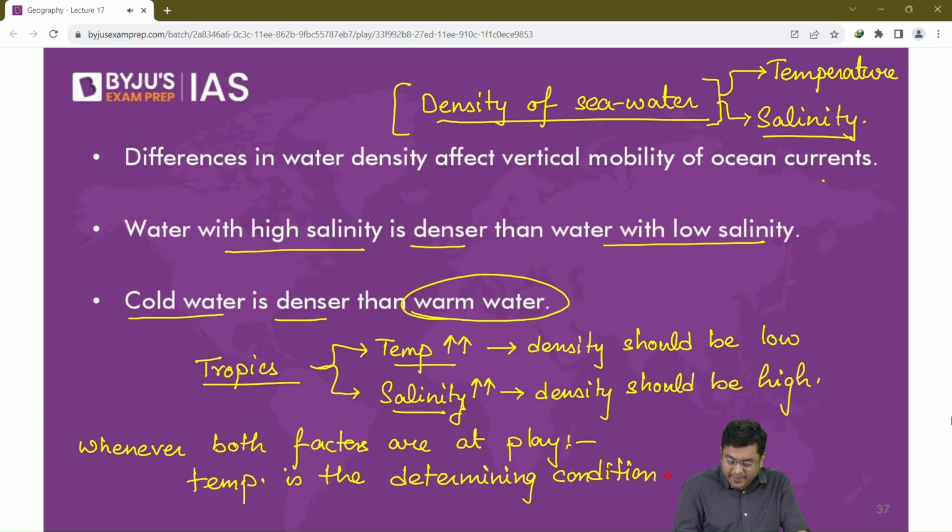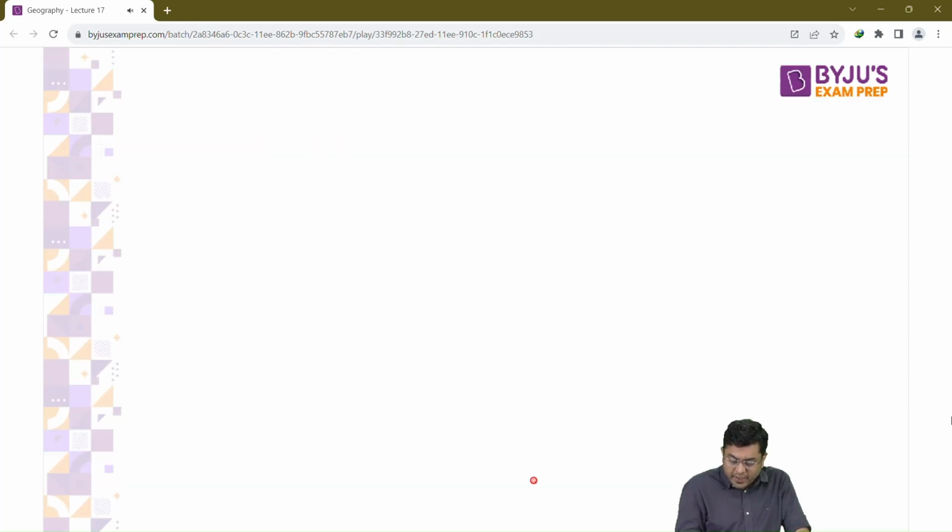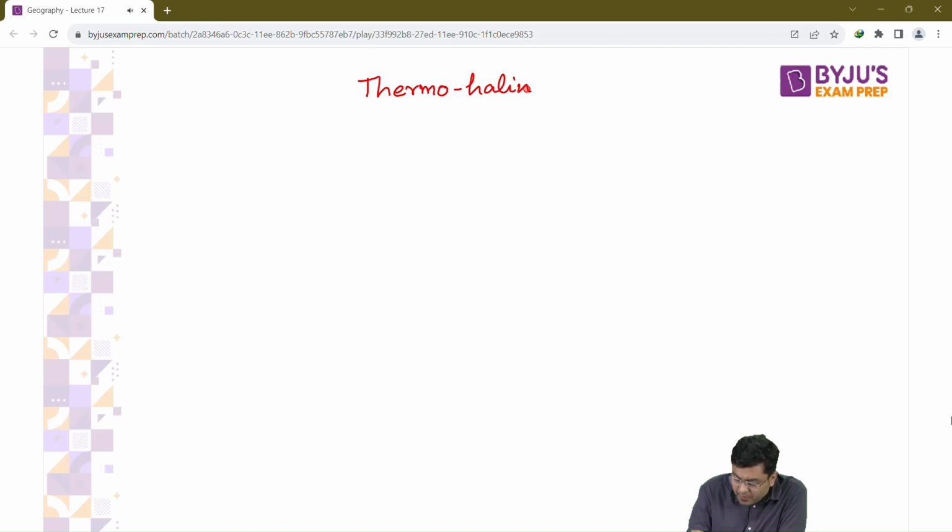So, how does that happen? Let us analyze that. Let us understand. And what is it referred to? So, here we study that under the heading that is thermohaline circulation.